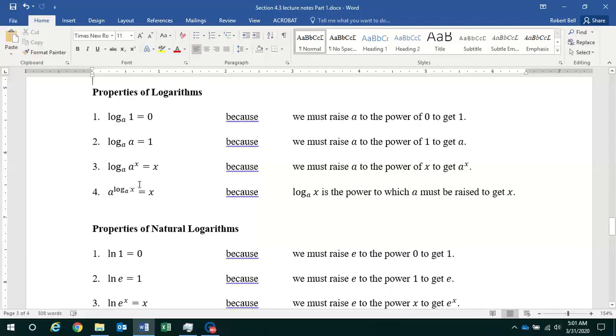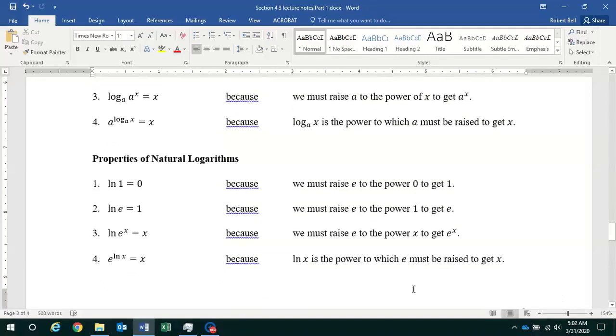Log base a of a to the x is equal to x, because when we go to exponential form, we have a to the x is equal to a to the x. That's a true statement. In 4, we have a raised to the log base a of x is equal to x. That's a true statement because in the definition of logarithms, we had a to the y is equal to x, and y is equal to log base a of x. So a to log base a of x is equal to x.